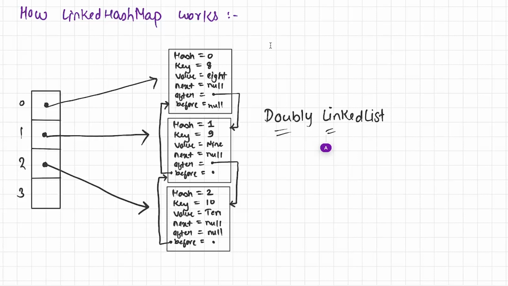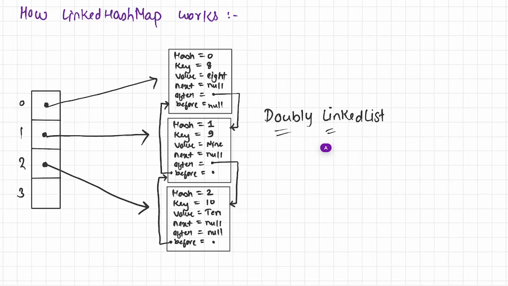Well, first thing is LinkedHashMap extends the HashMap. This means all the features that are available in HashMap are also available in LinkedHashMap. And the second thing is LinkedHashMap has some extra features that are specific to it, and the extra feature is used to maintain the order of the insertion of the entries.